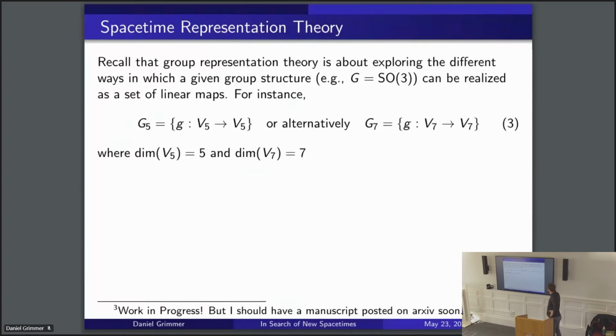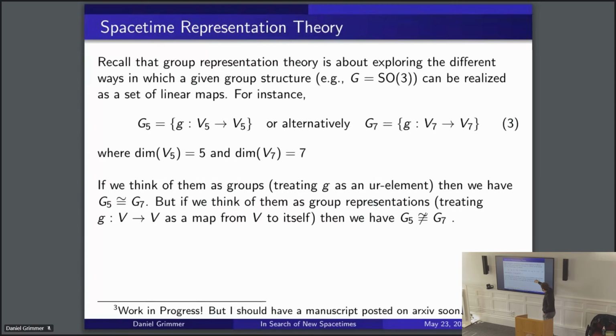Now this brings us to the subject of space-time representation theory, which I'm making in analogy with group representation theory. Group representation theory is about the ways that a certain group structure, say SO3, could be realized as different sets of linear maps on different kinds of vector spaces, some 5-dimensional space, some 7-dimensional space. We look at all the ways to concretely realize the group theoretic structure in different settings. If we think of these, G5 and G7, as groups, and so we don't look inside to see what particular map this is, then they're equivalent as groups. If we think of them as group representations, and we care about where and how they're being represented, then G5 and G7 are no longer equivalent.